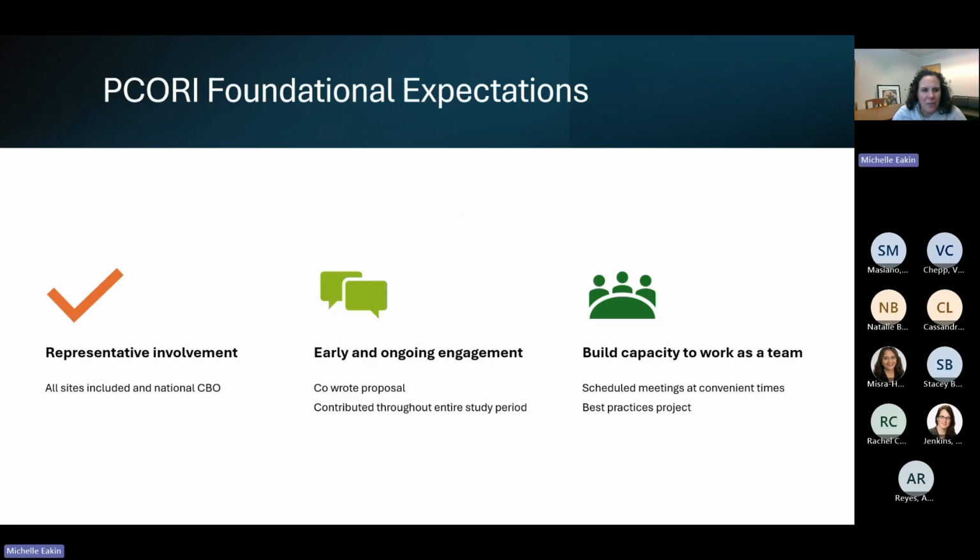So how did we do? Going back over to the PCORI foundational expectations, I feel like we tried to make sure we met all of them. We had representative involvement. All of our sites were included, and they had to include a community representative and a patient representative in our community advisory board.